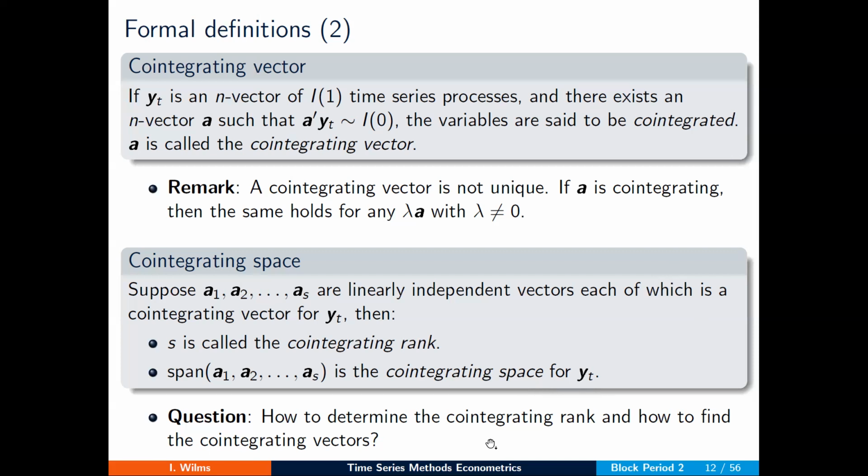Now that we are armed with these formal definitions, natural questions are, how can we determine whether our series are co-integrated? And if they are, how can we determine how many co-integration relations there are? And how can we find and how can we estimate these co-integrating vectors? Well, we will dive into all of these questions today, and we start by inspecting the co-integrating implications for the vector moving average representation.